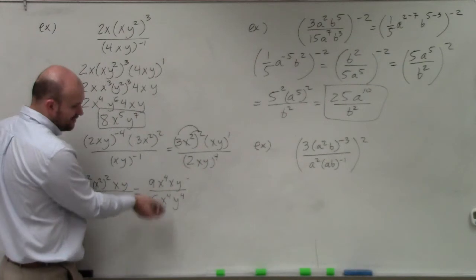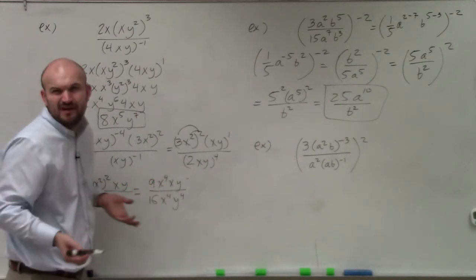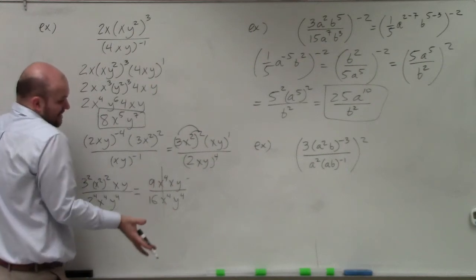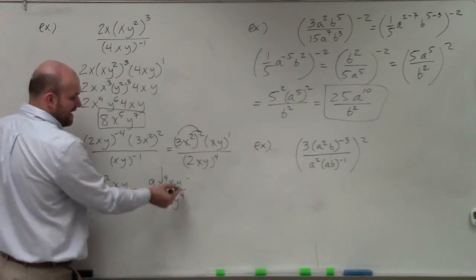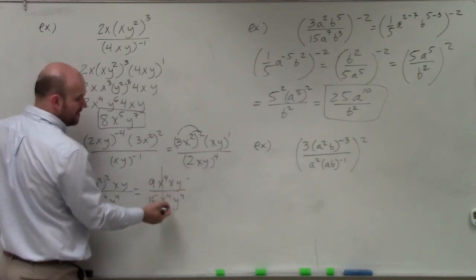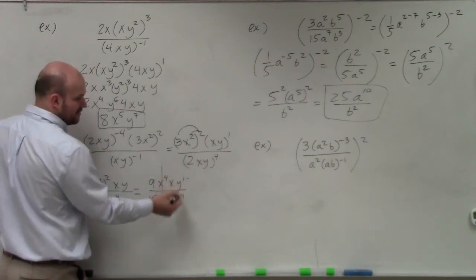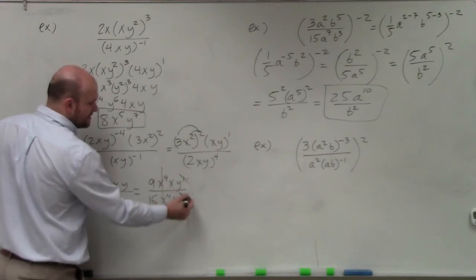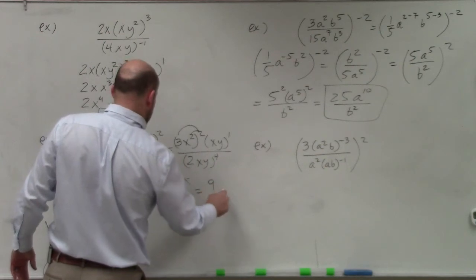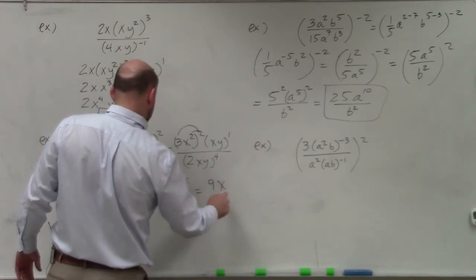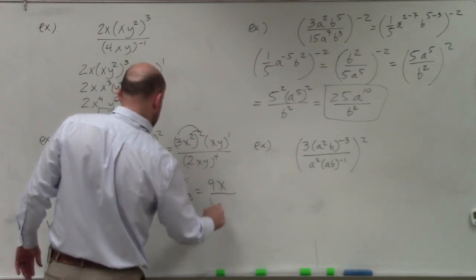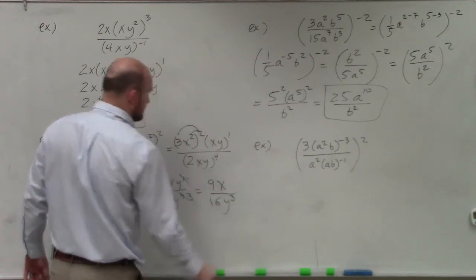Notice here how I could use my quotient rule, but just notice how x to the fourth divided by x to the fourth is obviously just going to divide to 1. 9 over 16 cannot be simplified, so you're going to leave it as that. And then here I could use the quotient rule: 1 minus 4 is going to be a negative 3, so we're going down. Or you could just divide those out and say that's going to be equal to a 3. So my final answer is 9x over 16y cubed. Okay?